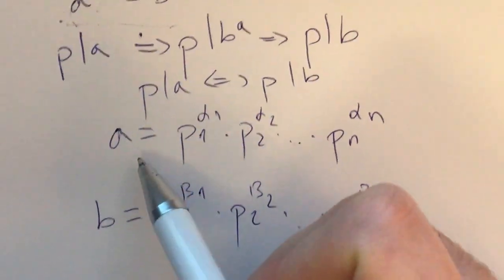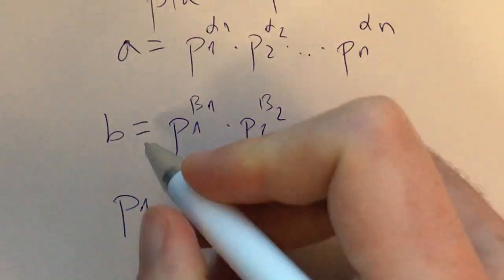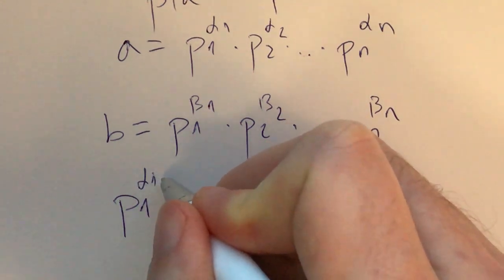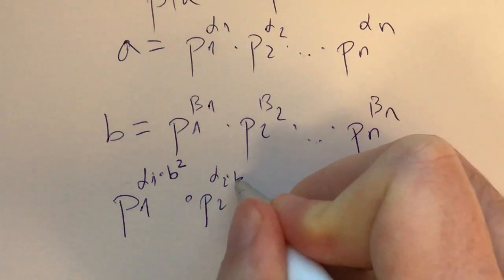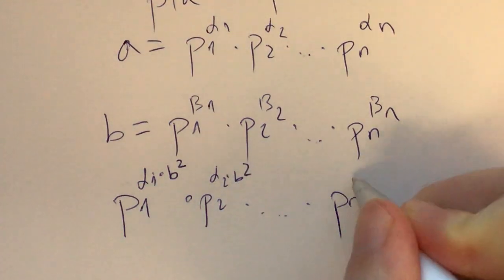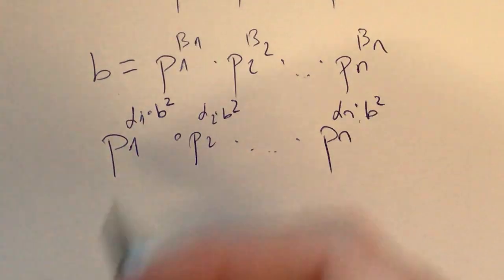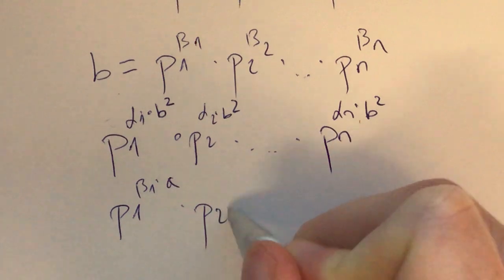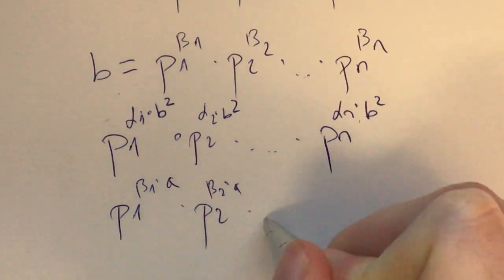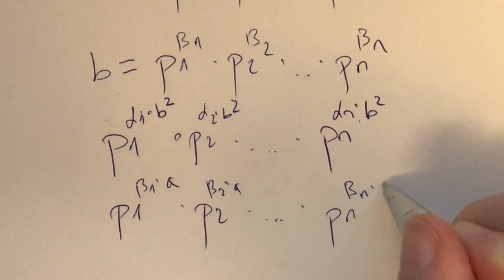So now a to the power of b squared is going to be p1 to the power of alpha 1 times b squared times p2 to the power of alpha 2 times b squared, and so on, alpha n times b squared. And b to the power of a is going to be p1 to the power of beta 1 times a times p2 to the power of beta 2 times a, and so on and so forth till pn to the power of beta n times a.